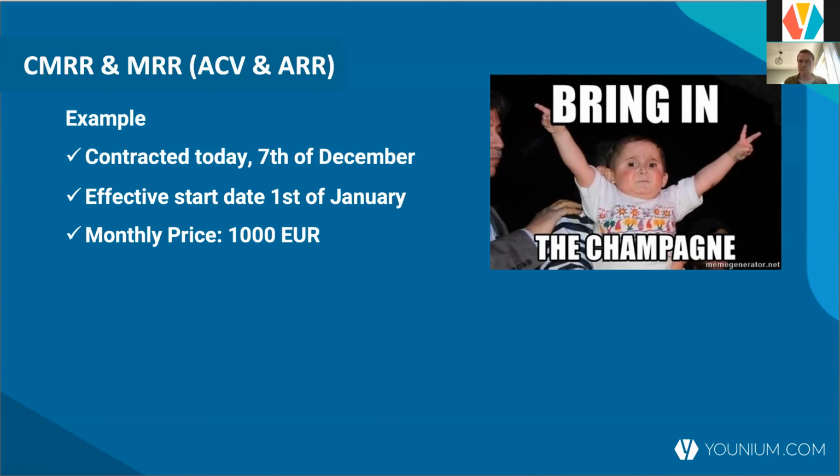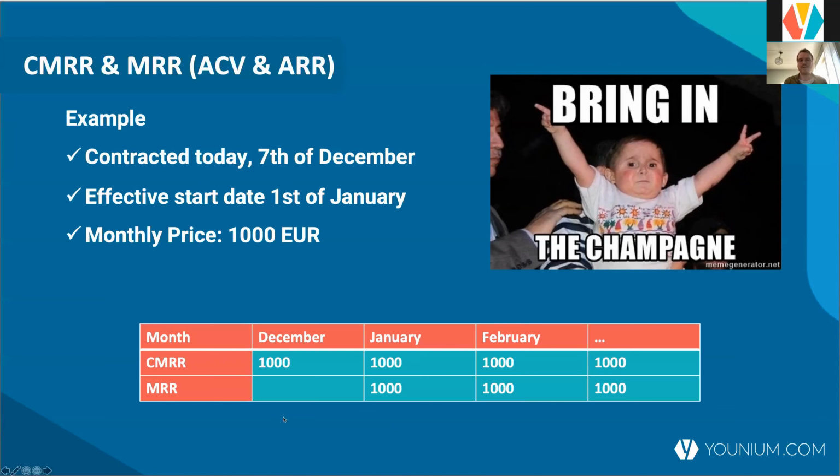So I'm going to bring out a little table here to see how this turns out. If we look right now in December, we know that we have a contracted monthly recurring revenue of 1,000, and then we can see from here that throughout time the monthly recurring revenue would start at 1,000 in January and look like that throughout the subscription period.